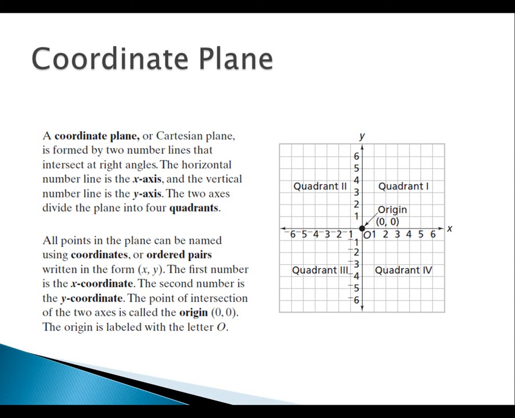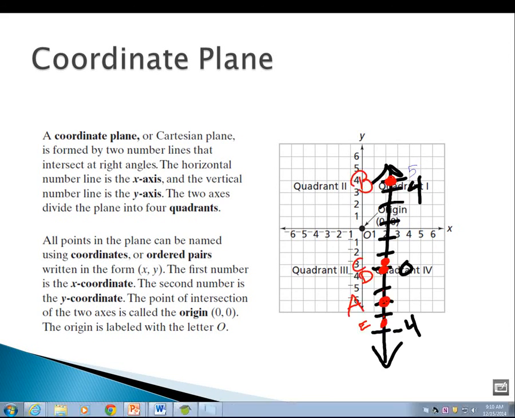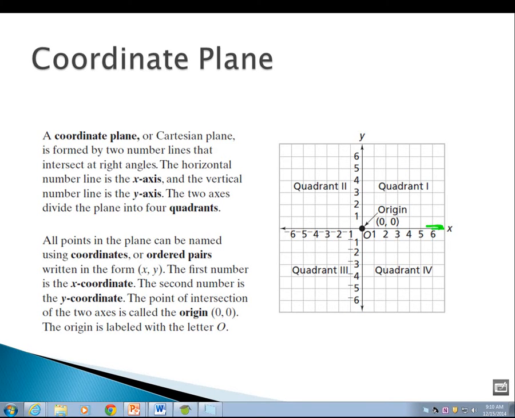Coordinate plane. A coordinate plane, or a Cartesian plane, is formed by two number lines that intersect at right angles. The horizontal number line is the x-axis. The x-axis is right here. This is the x-axis. It goes left and right. That's always the one that's said first and shown first. Okay? That's the x-axis. And you see how we've got an x right here? That's showing us that's the x-axis.